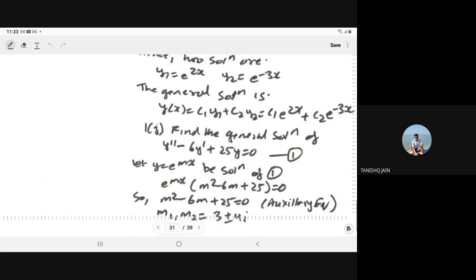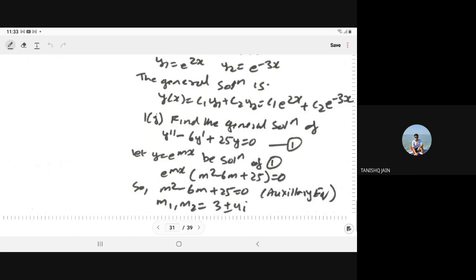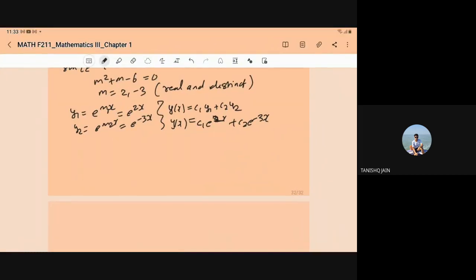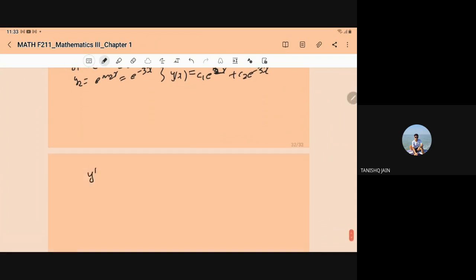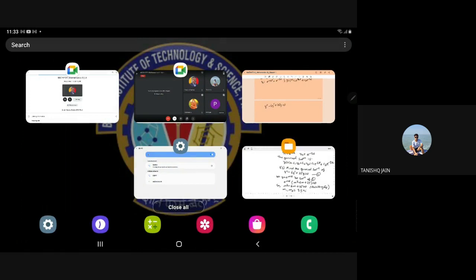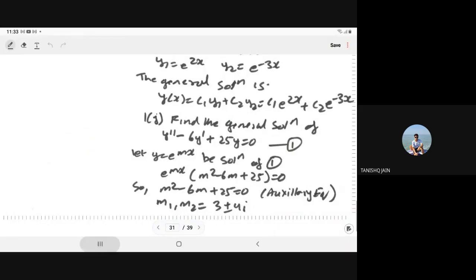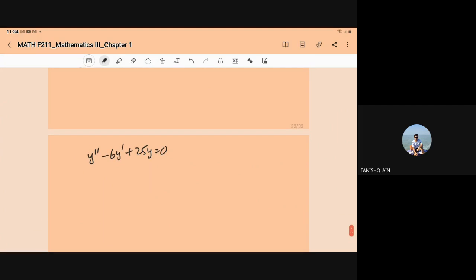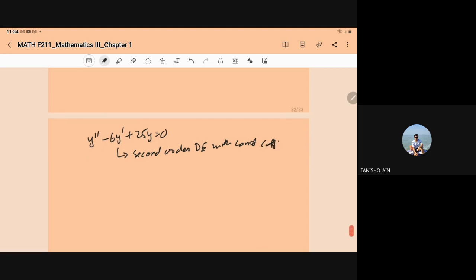Now you have to find the general solution of y double dash minus 6y dash plus 25y is equal to 0. So it is a second order differential equation with constant coefficient. Right? We have this equation.